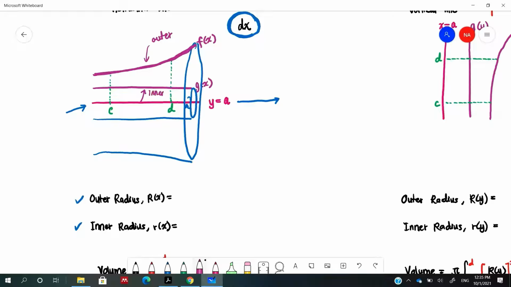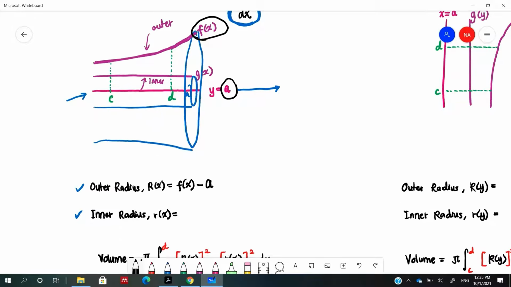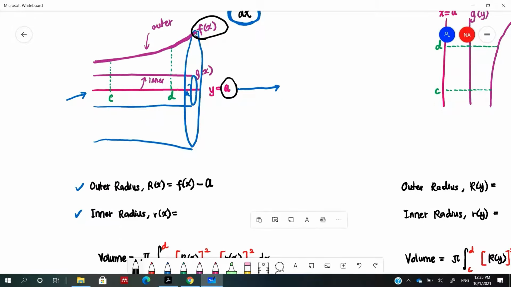When we compare to the axis of rotation, the outer radius is f(x), but we should subtract the axis of rotation, which is a. So f(x) minus a is the outer radius. For the inner radius, this is the inner part, which is g(x), and we subtract the axis of rotation a, so g(x) minus a.